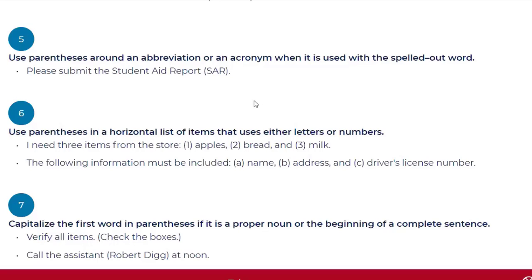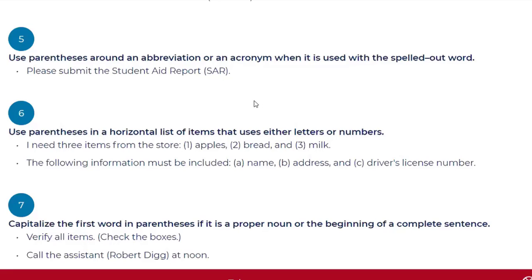Rule number 6. Use parentheses in a horizontal list of items, with either words or numbers. I need 3 items from the store: (1) apple, (2) bread, and (3) milk. The following information must be included: (A) name, (B) address, and (C) driver's license number. Okay, can you explain this?